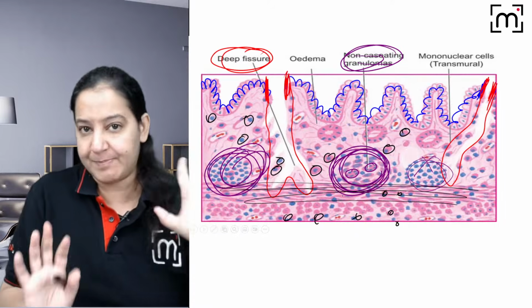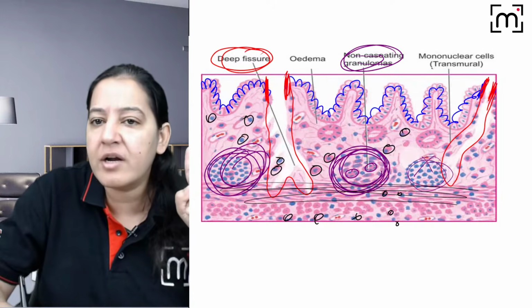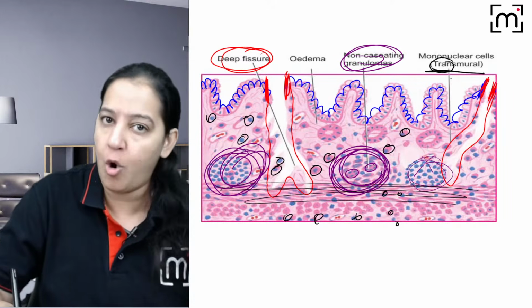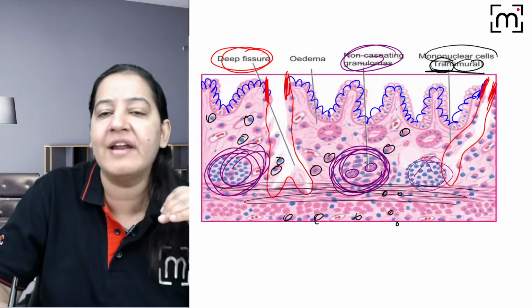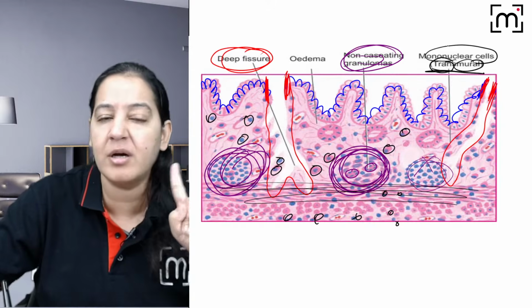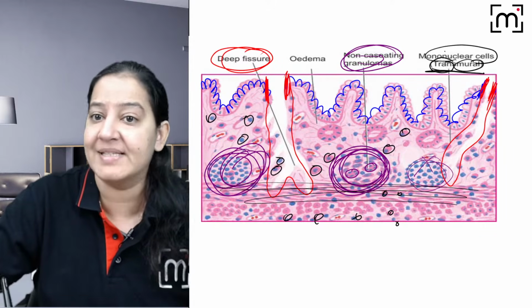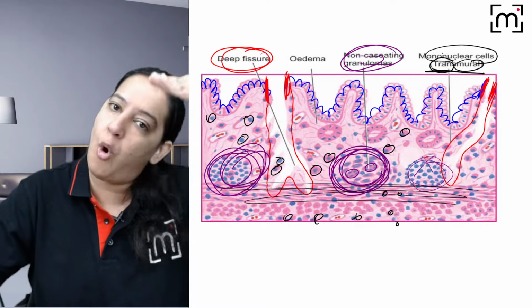So inflammation is present. But in which layer? All 4 layers. So I will use the word transmural. What do you mean by trans? Trans means all the layers. Mural, all 4 layers have mononuclear inflammation. Mononuclear means it is not neutrophil. Neutrophils are polymorphonuclear cells. The mononuclear is the lymphocyte. So I am getting lymphocytes in all 4 layers.